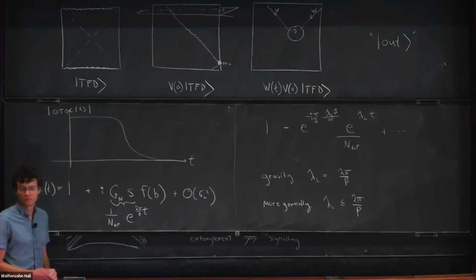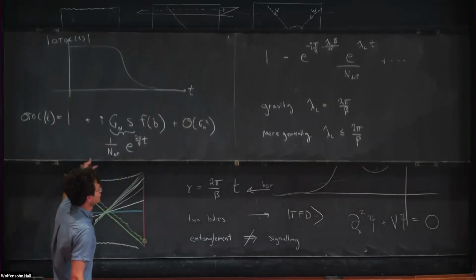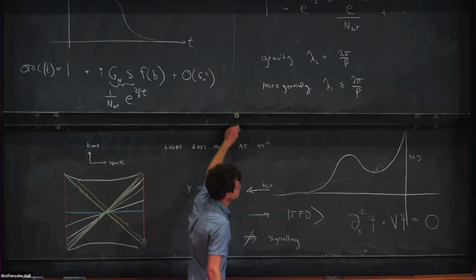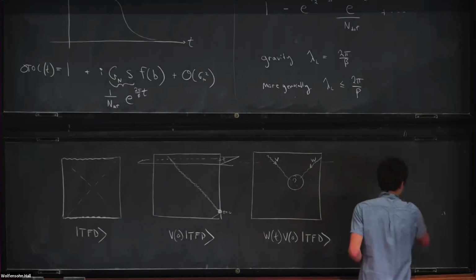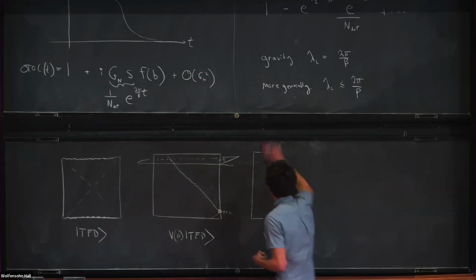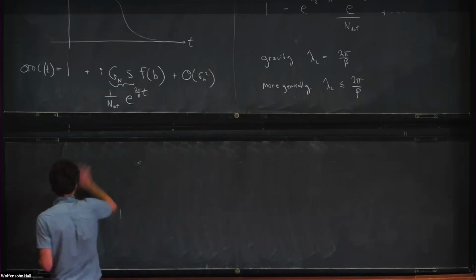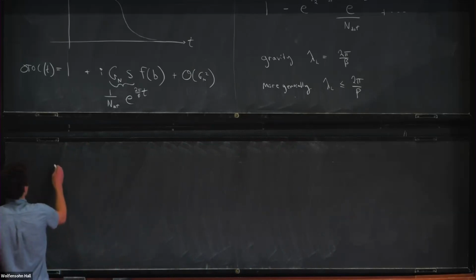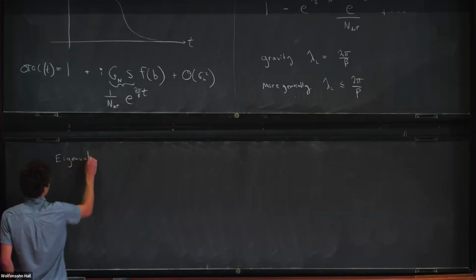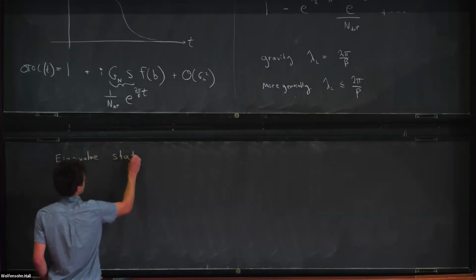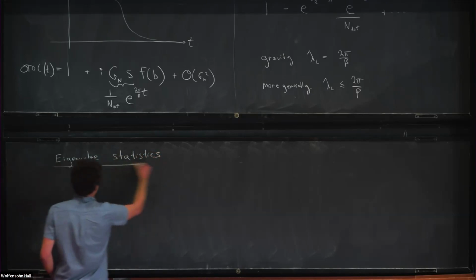Okay. Yeah. Let me move on. So next we'll discuss eigenvalue statistics. So this is part C from our list of symptoms of many-body quantum chaos.